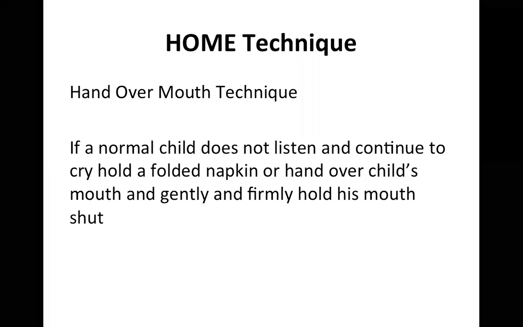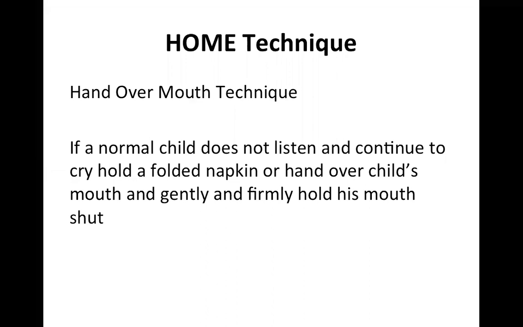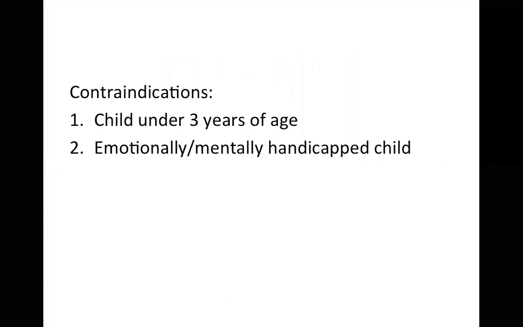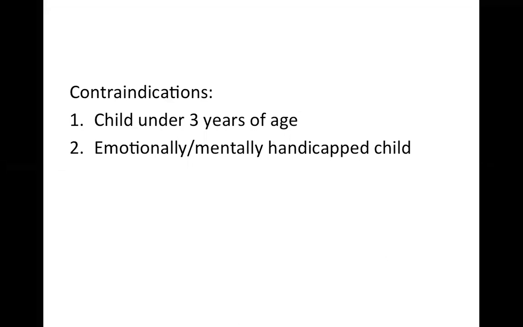But this usually comes last because it's going to be physical. All the physical distractions we usually keep for the end. We always start with the verbal, eye control, voice control, and then come towards the physical distractions. It has some contraindications, like a child before 3 years of age, because we don't know if the child is breathing through the mouth and may stop breathing. So we are supposed to take care with a child under 3 years of age, and an emotionally and mentally handicapped child as well. These are the contraindications for the HOME technique, that is, the hand over mouth exercise.